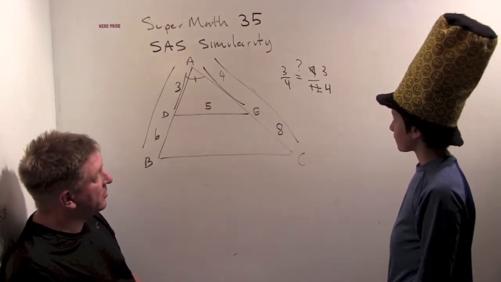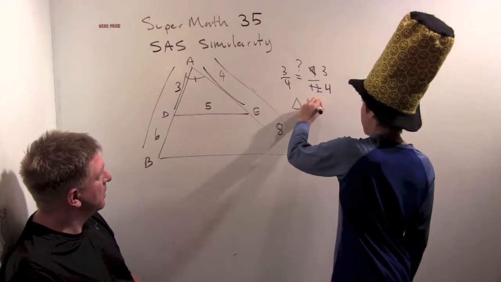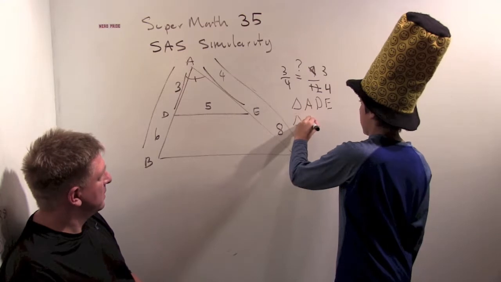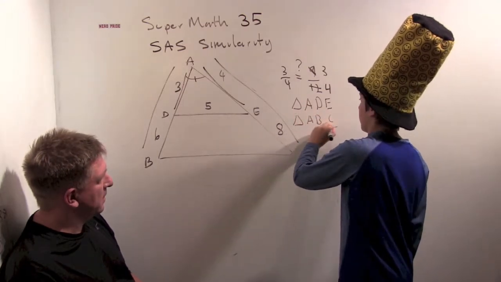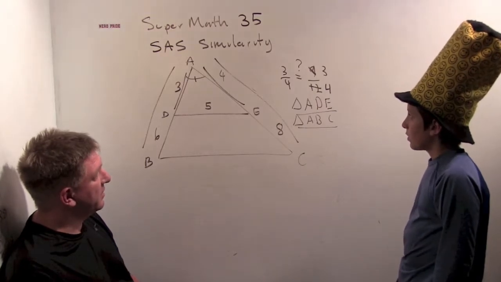So what two triangles do we know are similar? Can you write them down? Triangle ADE and triangle ABC. Alright, those two triangles are similar by side angle side similarity.